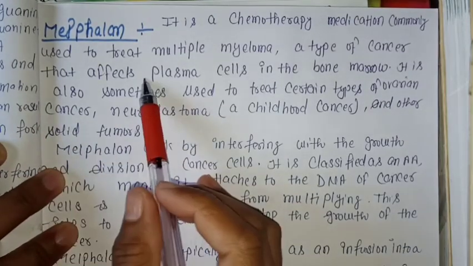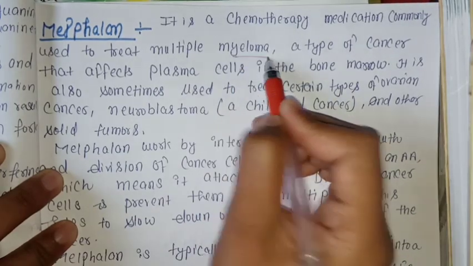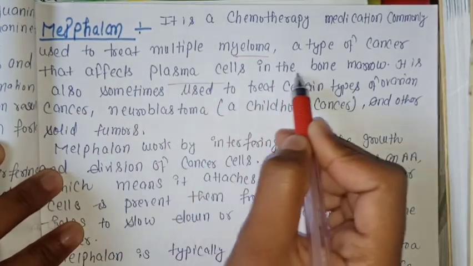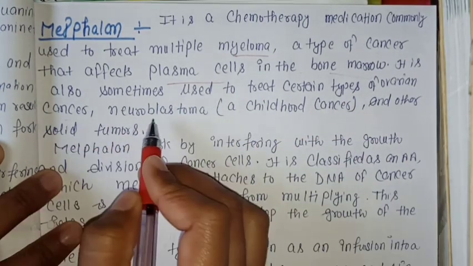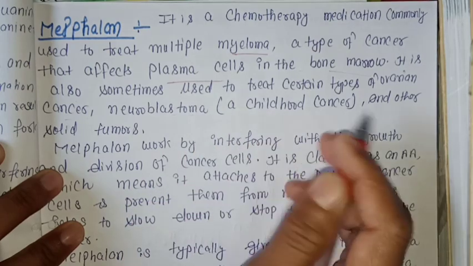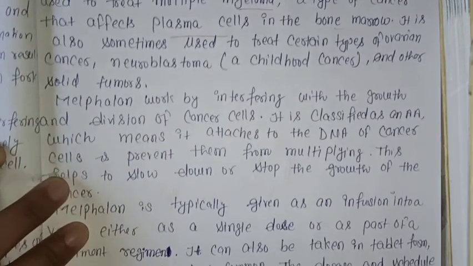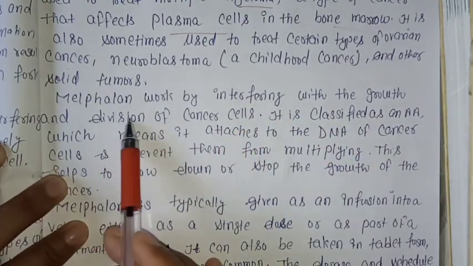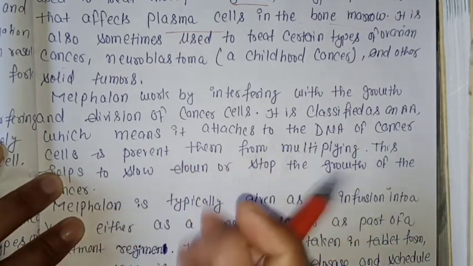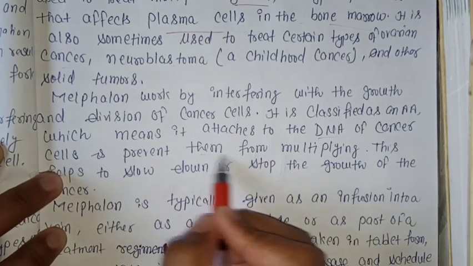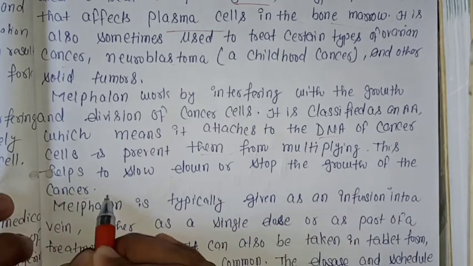Next is melphalan, and it is a chemotherapy medication commonly used to treat multiple myeloma, a type of cancer that affect plasma cell in the bone marrow. It is also sometimes used to treat certain types of ovarian cancer, neuroblastoma and childhood cancer, neuroblastoma and other solid tumors. It works by interfering with the growth and division of cancer cell. It is classified as alkylating agent, which means it attaches the DNA of cancer cells and prevent them from multiplying. This helps to slow down or stop the growth of cancer.